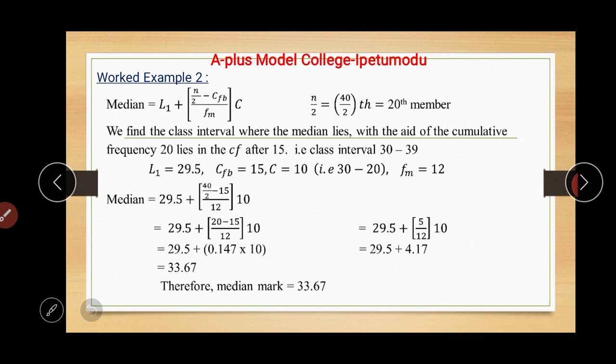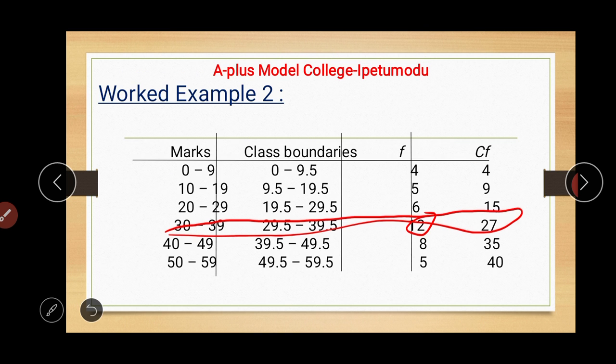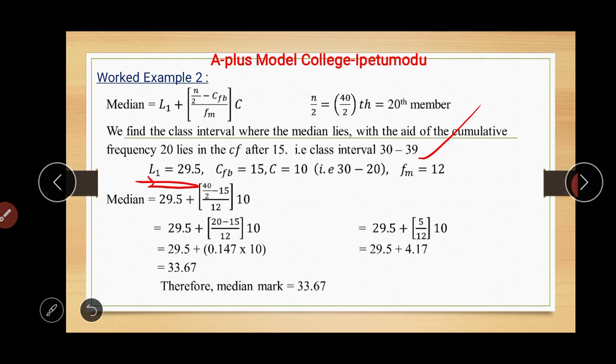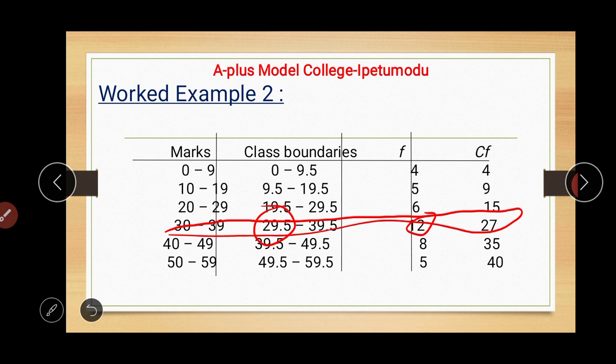So now let's look at the median. 20 lies in the cumulative frequency after 15. So the class interval is 30 to 39. That's just what I showed you. So the lower class boundary of the median class is 29.5. You can see the lower class boundary is 29.5. And the cumulative frequency of the class before the median class is 15.